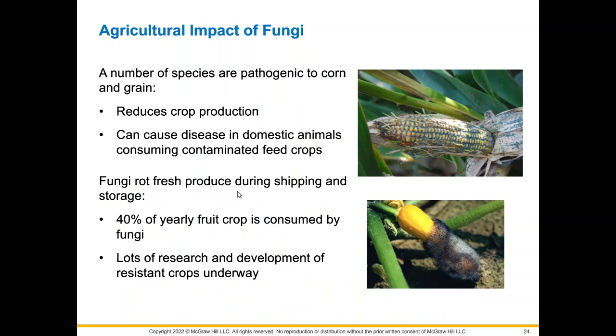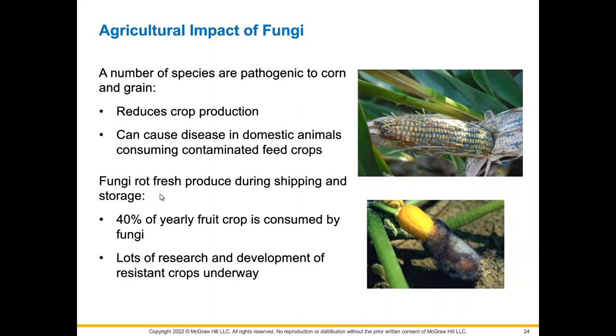All right, let's talk about a little bit of other stuff besides the medical stuff. There are impacts of fungi in regards to agriculture. The agricultural impact of fungi tends to reduce crop production because fruits and vegetables, and agriculture in general, can contract fungal infections. Unfortunately, that does reduce crop production. We can also see diseases in domestic animals caused by these fungi contaminating the crops that the livestock would use for food.